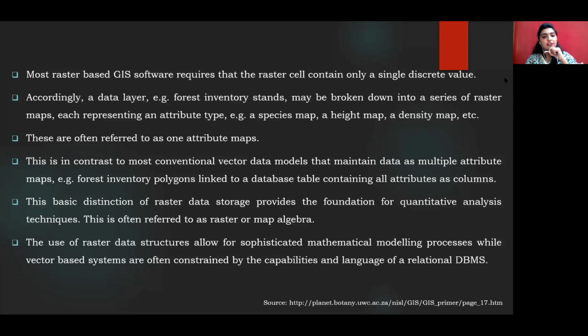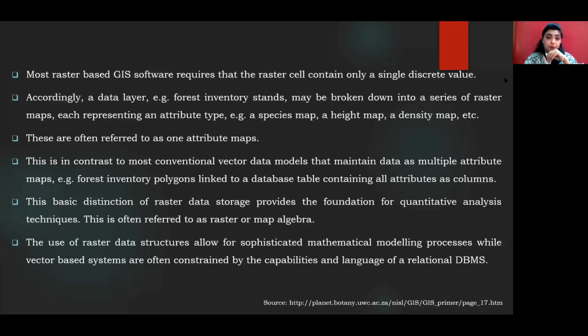This basic distinction of raster data storage provides the foundation for quantitative analysis techniques. It is often referred to as raster or map algebra. The use of raster data structures allows for sophisticated mathematical modeling processes, while vector-based systems are often constrained by the capabilities and language of a relational database management system.